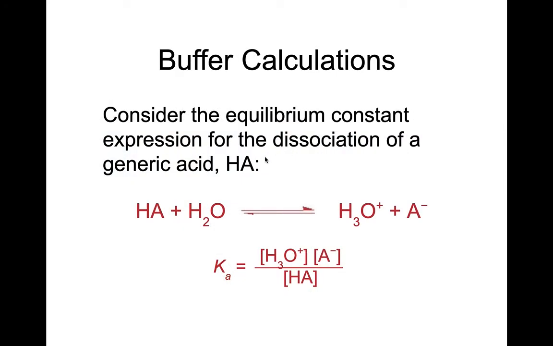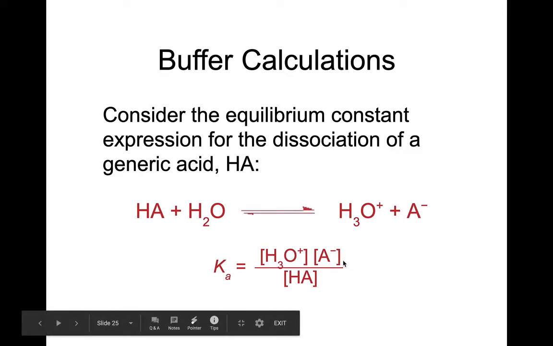Let's think about a calculation here. We've written out just a general equilibrium expression for the dissociation of any acid here, a hydrogen bonded to another element, any acid dissolved in water to produce hydronium ions and its conjugate base. And the dissociation constant for this would be the product concentration over the reactant concentration.